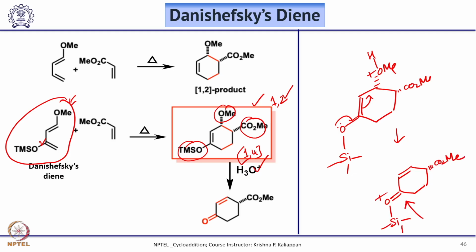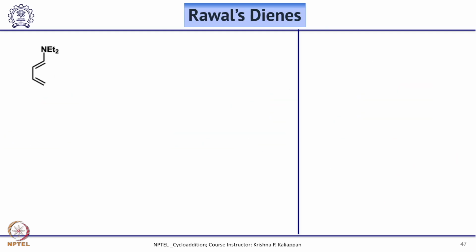So, this is a very interesting method to make 4 substituted cyclohexenone. That too, the substituent at carbon number 4 is an electron withdrawing group. So, that is why this particular method of using Danishefsky diene in Diels-Alder reaction really was useful in synthesis of many natural products where you need an electron withdrawing group at carbon number 4.